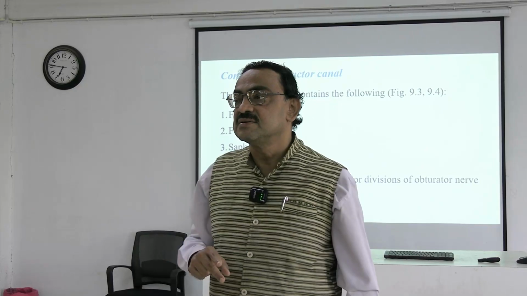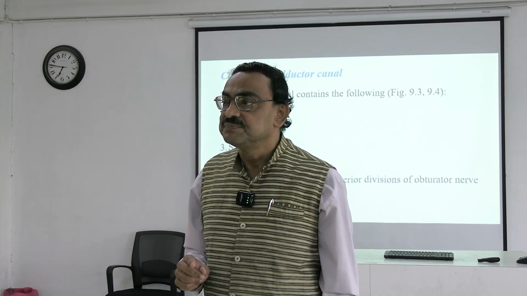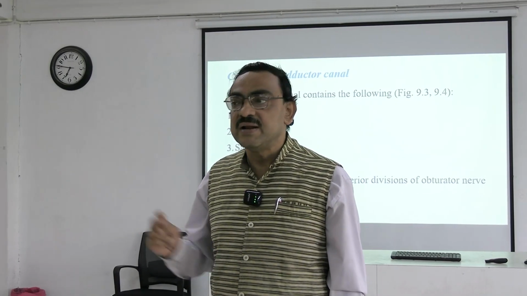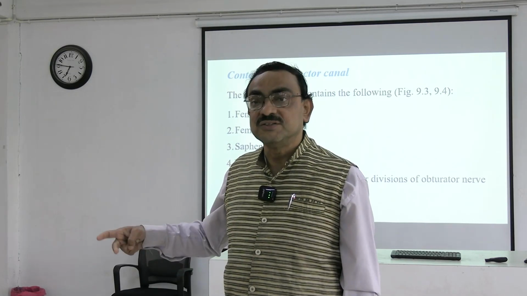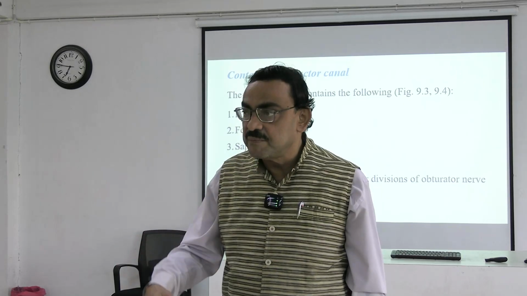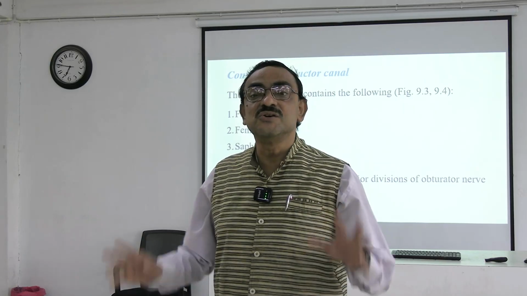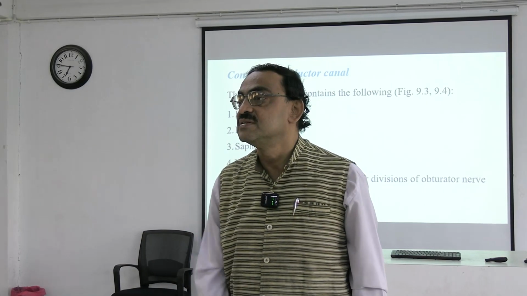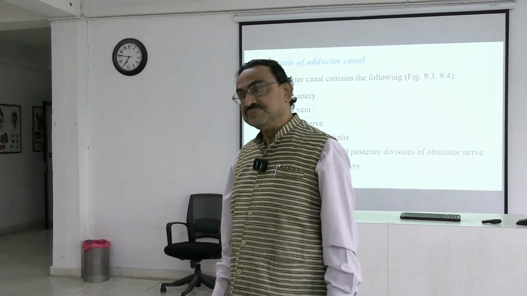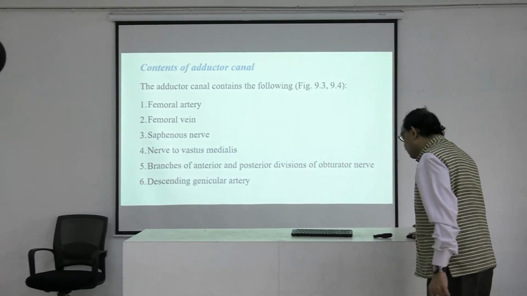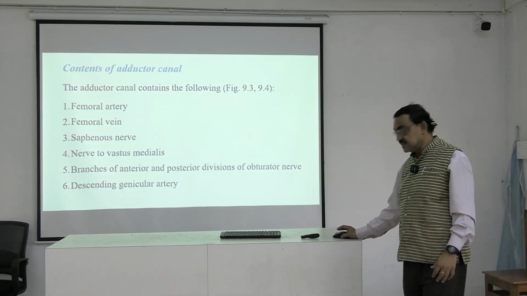So from lateral to medial, we will get the vastus medialis, the nerve to vastus medialis, then the femoral vein laterally, then the femoral artery, then the saphenous nerve, which crosses from lateral to medial. And most medially another nerve is related to the adductor canal, that is the obturator nerve. And also the last branch from the femoral artery, that is the descending genicular artery.